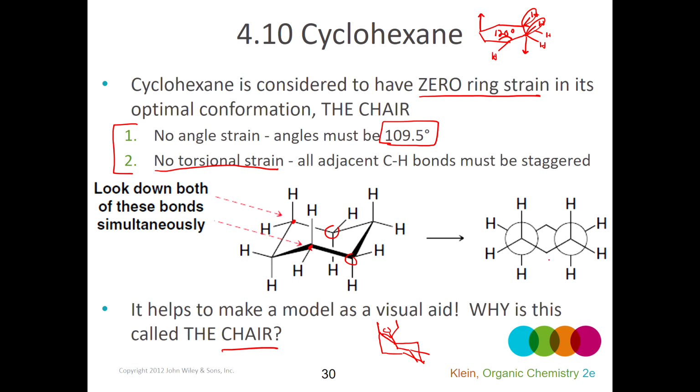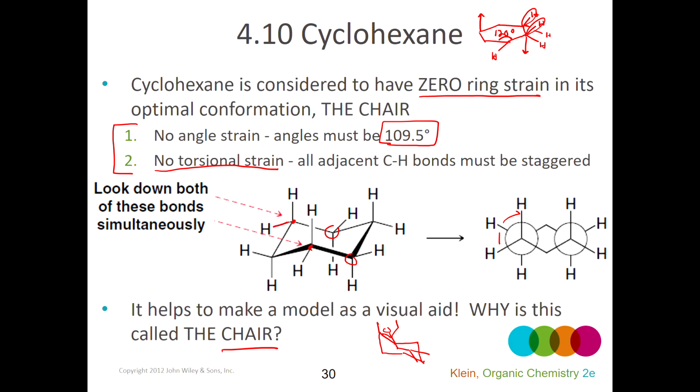This is what my Newman projection would look like. There's no eclipsing. Everything is staggered. There's no hydrogen directly on top of another. And if you work with the model, you'll feel the model relax as you move it into the chair. If you make it flat, there's tension in it because the angles are not optimized.